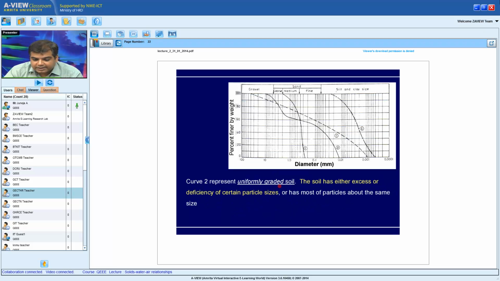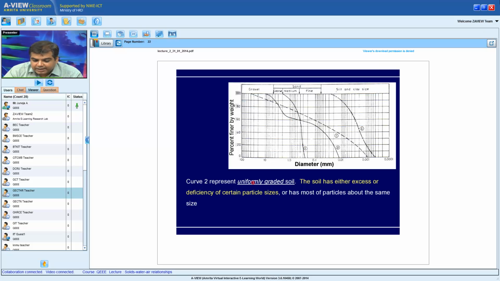Let's look at the second curve, curve 2, which is here. What you see is a steep drop, meaning there is a majority of one particular particle size. Somewhere here is fine, somewhere here is medium. So we see there is an excess of medium sand in this particular plot.